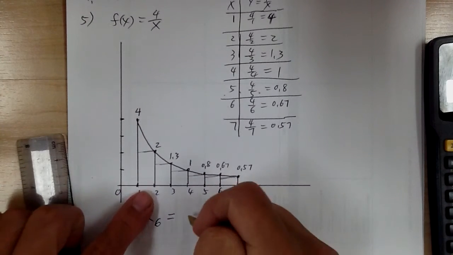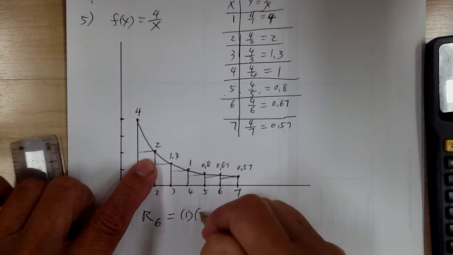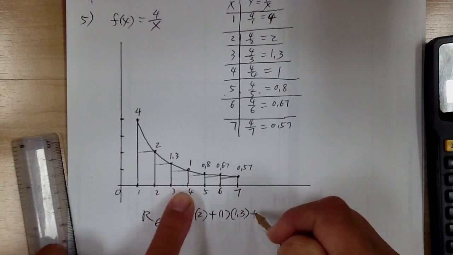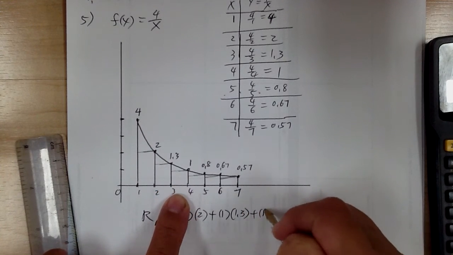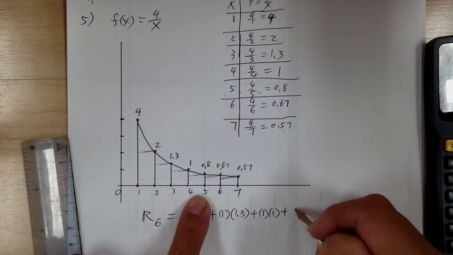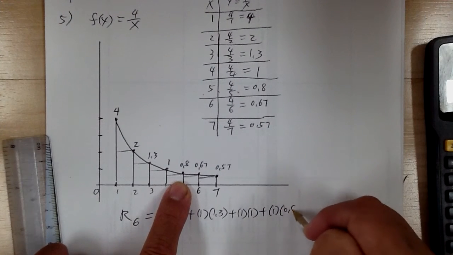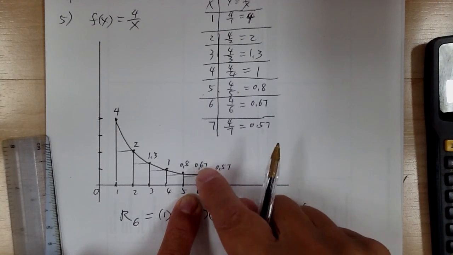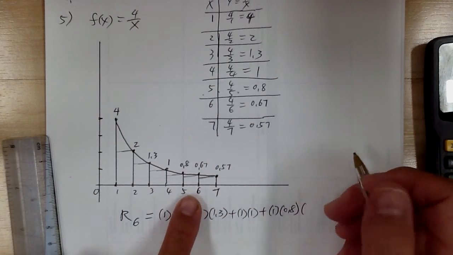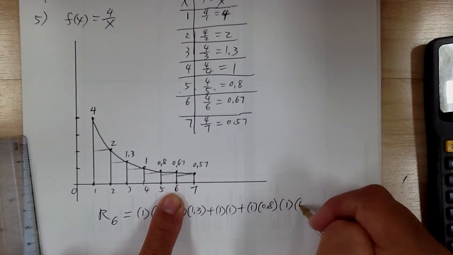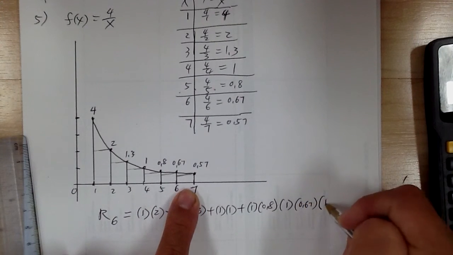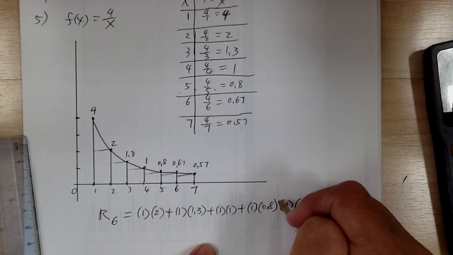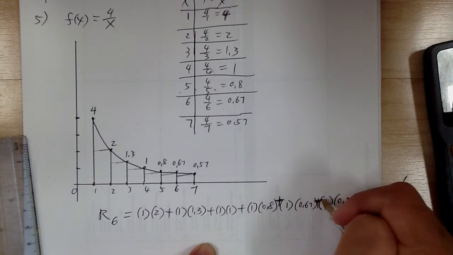So the first strip, the base is equal to 1, the height equal to 2. The second strip, the base is 1, the height is 1.3. The third strip, the base is 1, the height is 1. The next strip, the base is 1, the height is 0.8. The next strip, again, notice I only put the y coordinates. That way it's less confusing. Okay? So the next strip, the base is 1, the height is 0.67. The next strip, the base is 1, and the height is 0.57. So I've got to put a plus.